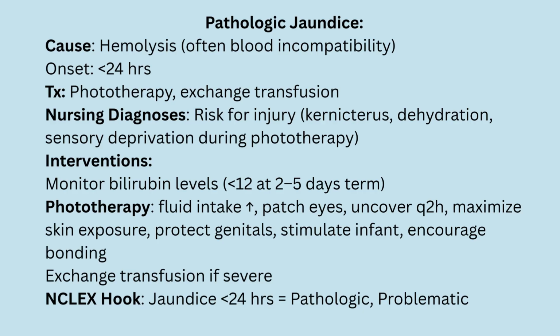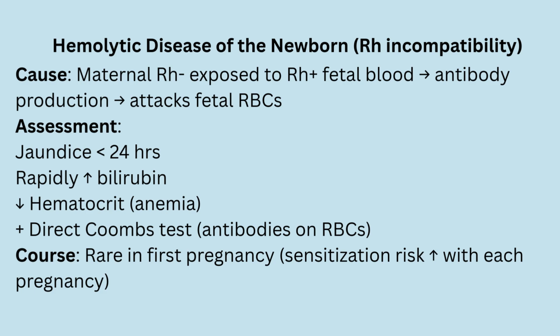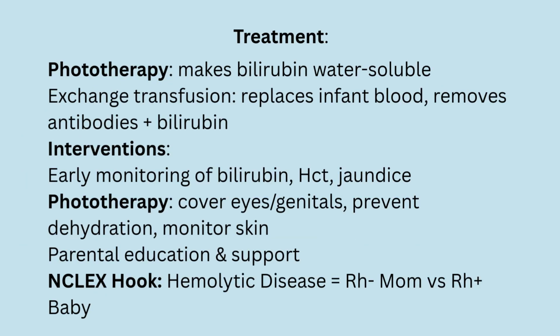Closely related is hemolytic disease of the newborn, most often due to Rh incompatibility. This happens when an Rh-negative mother develops antibodies against the Rh-positive blood of her baby. The baby shows jaundice in the first day of life, anemia, and a positive Coombs test. Treatment includes close monitoring, phototherapy, and exchange transfusion if severe. The high-yield phrase is Rh-negative mother with an Rh-positive baby leads to antibody attack on red blood cells.